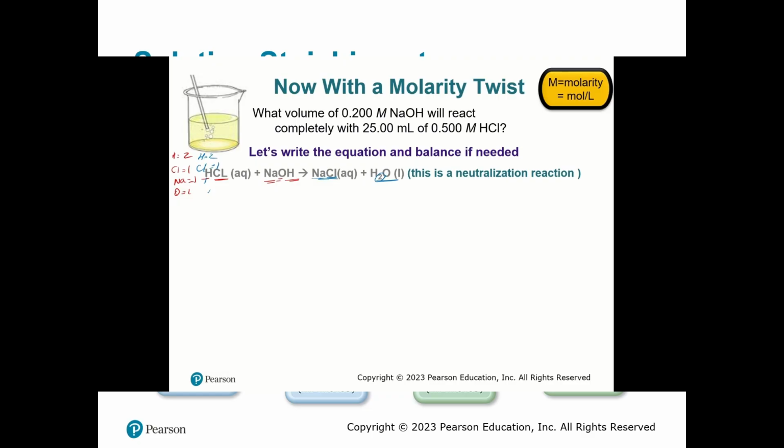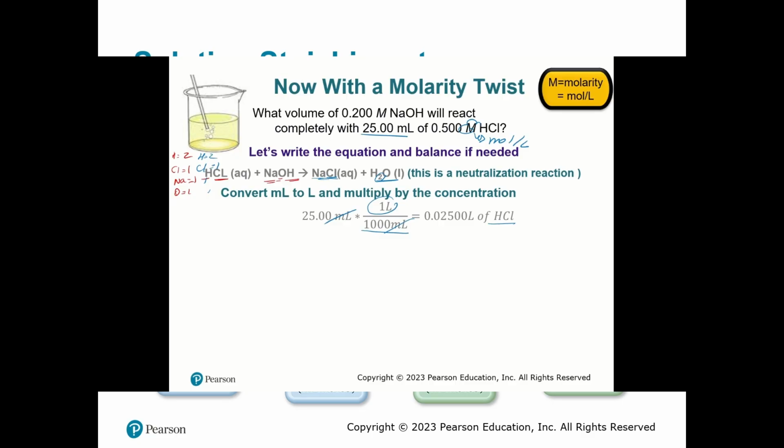Now I know the molarity is moles per liter, and here I have the volume in milliliters. So we're going to convert this first, dividing, because I know that 1 liter is 1000 milliliters. We cancel out the unit milliliters, and I have 0.025 liters of hydrochloric acid.